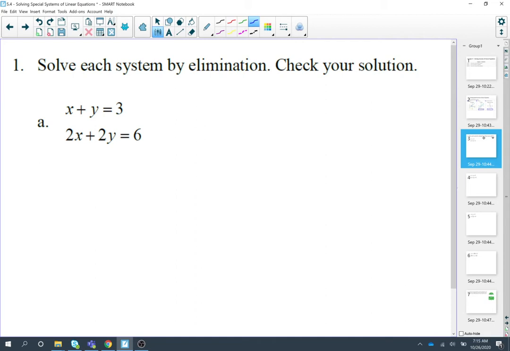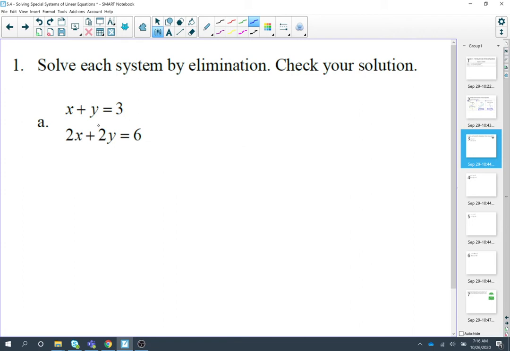So number one, solve each system by elimination. Check your solution. Now, keep in mind if we're using elimination, we need the x's to line up, the y's to line up, and then the constants to line up. So far so good. But then we need either the x's or the y's to have an opposite coefficient. Right now, I've got a 1 and a 2.